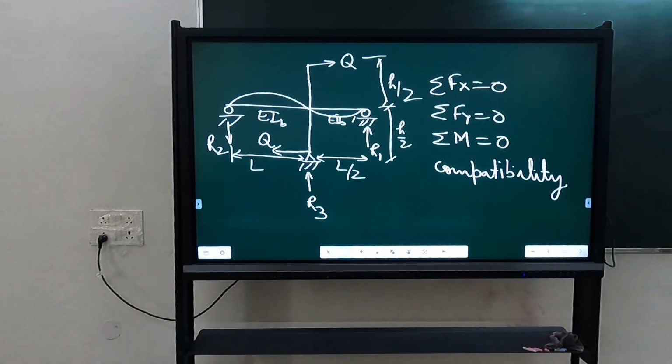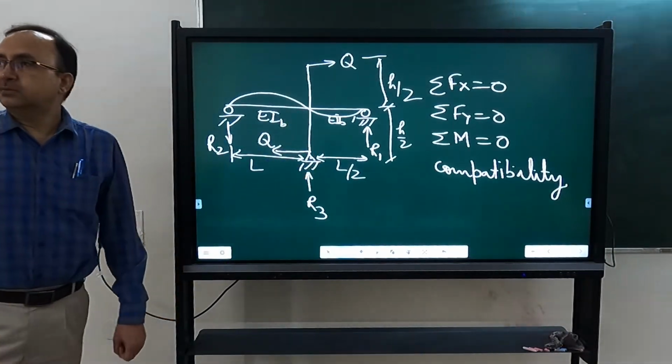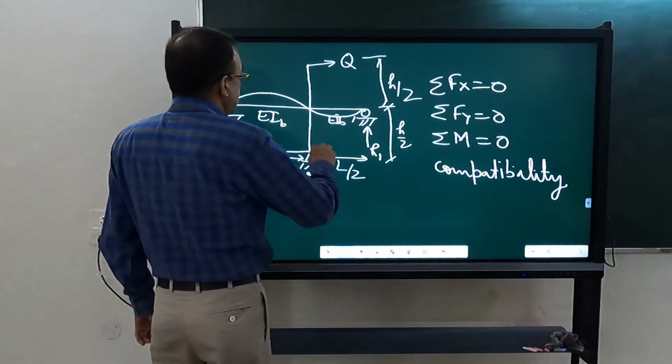Yes. Sir, in this uniform profile, the level should be defined. So it should be matched either above here or below. But compatibility: this point can't move up or down because it is supported here. So this point can't move up or down.